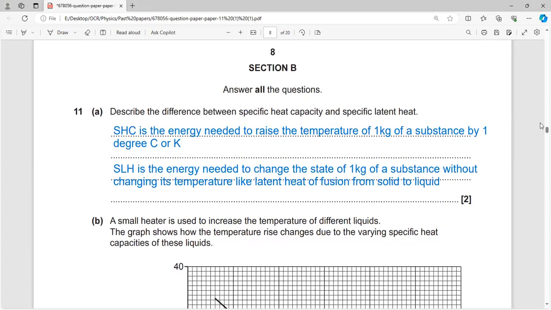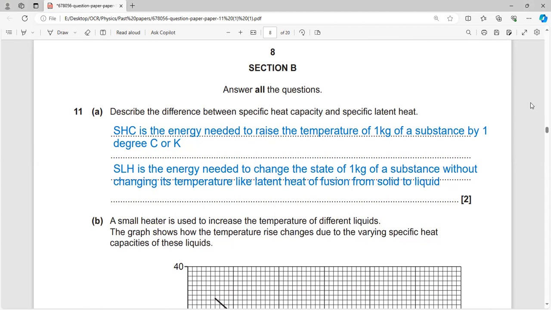So we have completed Section A. We are proceeding to Section B. Question number 11 asks you to describe the difference between specific heat capacity and specific latent heat. So you need to differentiate between the two.